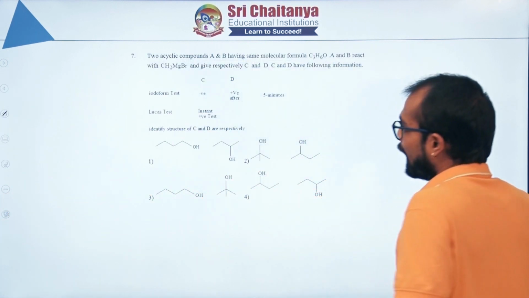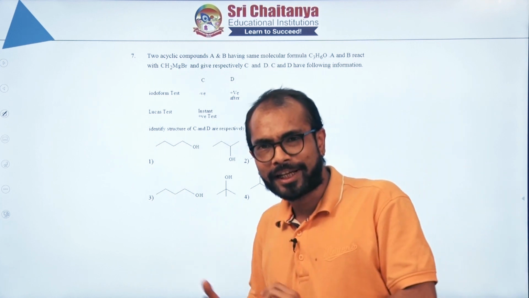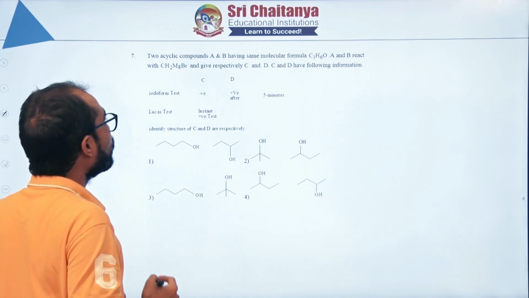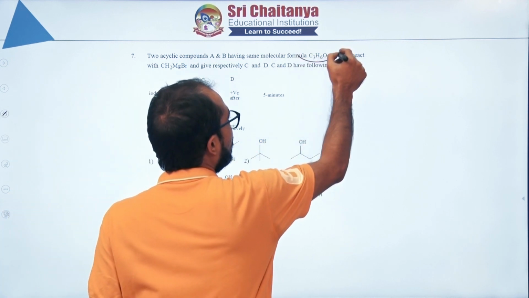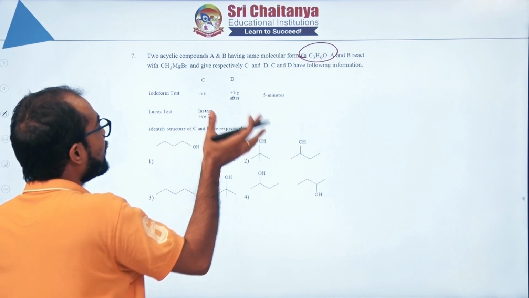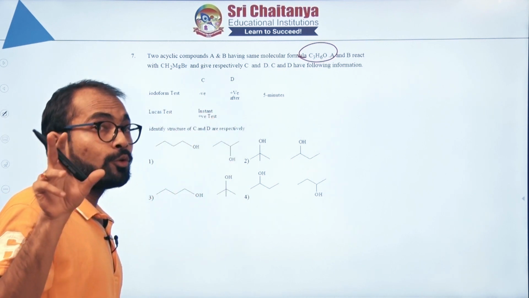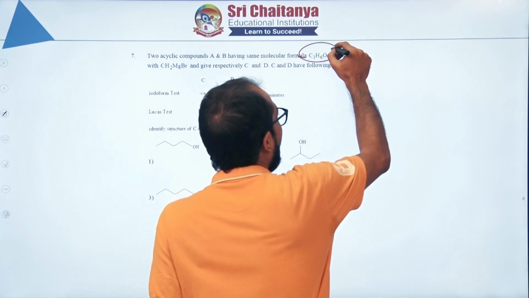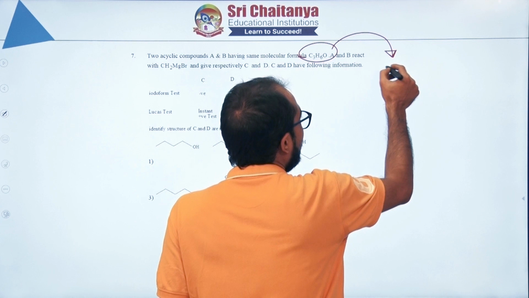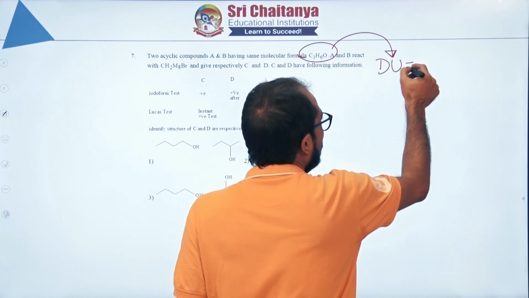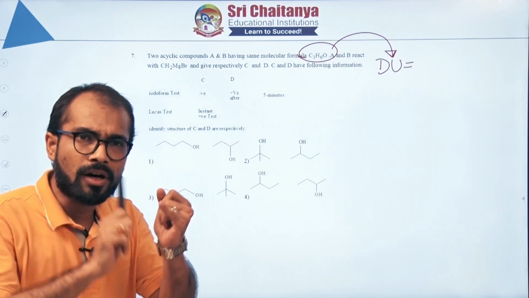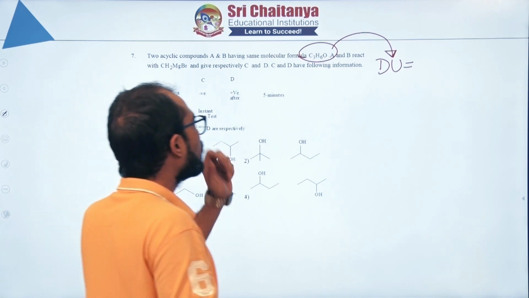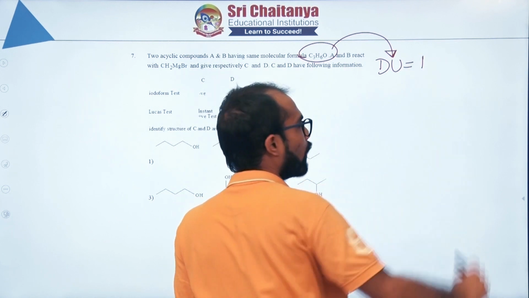In the next question, it is something interesting. This is one good question that I want to discuss with you, because here they are giving you a molecular formula. They are simply giving you a molecular formula, and they are saying this molecular formula is of 2 compounds, of A as well as of B. Okay. So I am finding the DU. Whenever you see a molecular formula, people, the first step that you have to do is degree of unsaturation, right? And when you calculate the degree of unsaturation, you are going to get 1.